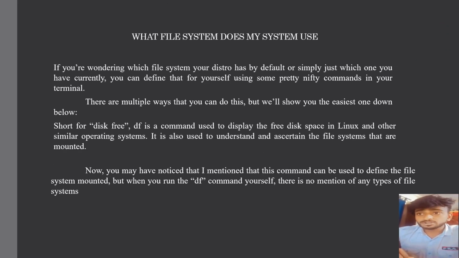So here's the next topic. If you are wondering which file system your distro has by default, or simply which one you have currently, you can find that out for yourself using some pretty nifty commands in your terminal. There are multiple ways that you can do this. We'll show you the easiest one down below. Short for disk free, df is a command used to display the free disk space in Linux and other similar operating systems.